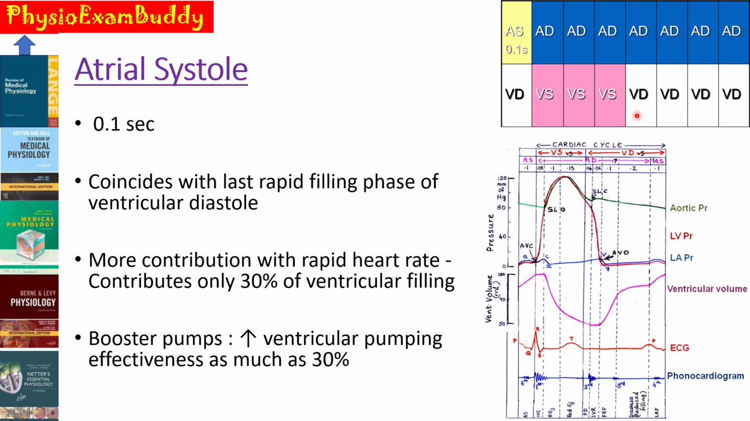So this is where the ventricular diastole starts. Here, the atrial systole usually coincides with the ventricular diastolic portion, that is the last rapid filling phase of the ventricular diastole. And this contributes only about 30% of the ventricular filling, and more with a rapid heart rate. And the atria usually act as booster pumps that increase the ventricular pumping effectiveness by as much as 30%.